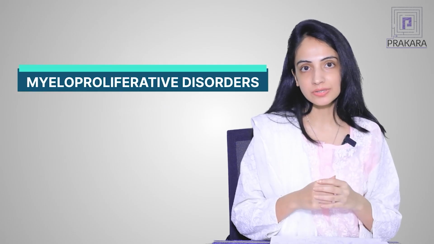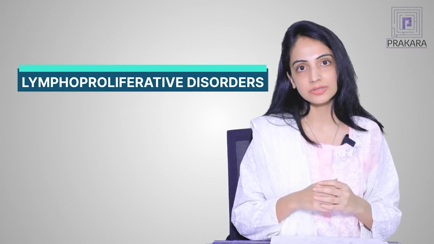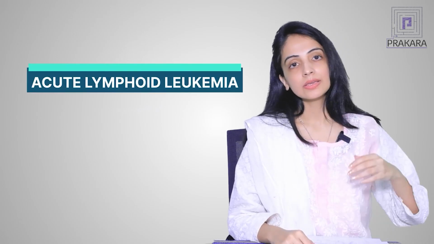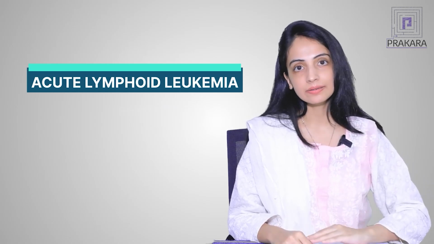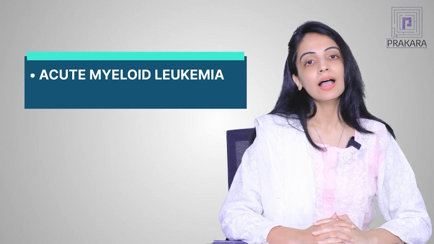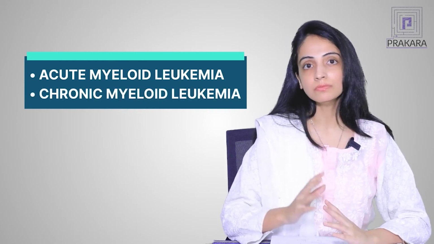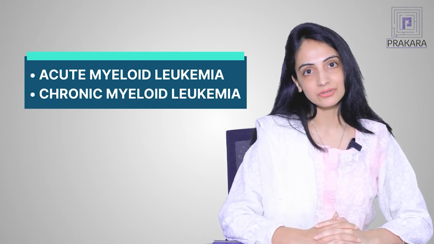Disorders of the myeloid line give rise to myeloproliferative disorders, whereas disorders of the lymphoid line give rise to lymphoproliferative disorders. For example, acute lymphoid leukemia is because of the second category, and because of the first category, that is myeloproliferative disorders, we encounter diseases such as acute myeloid leukemia and the Philadelphia chromosome, which is also seen in the same category.